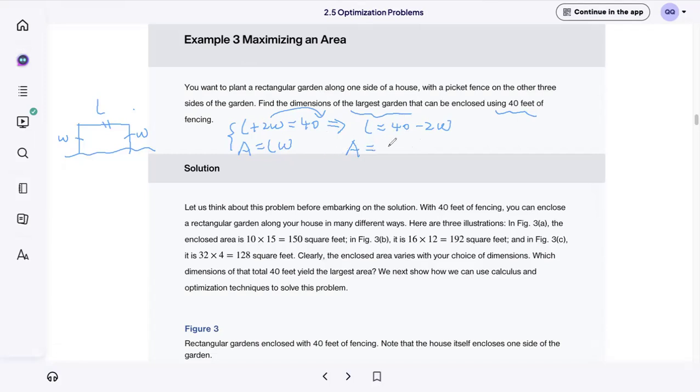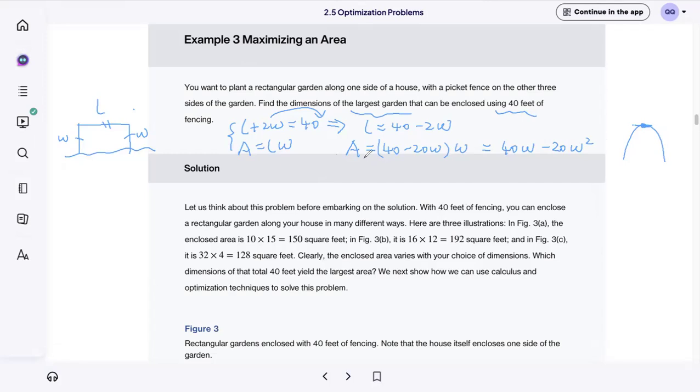So now we're going to rewrite this L as 40 minus 20W, then multiply by W. So 40 times W, 40W. Then 20W times W, 20W squared. Downward parabola. So we want to find the value that gives the largest area. Again, this point. We need to find this point.